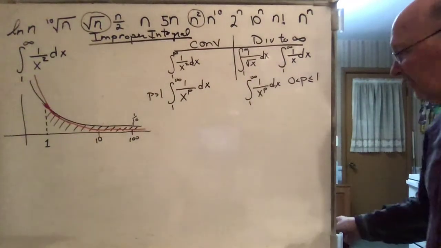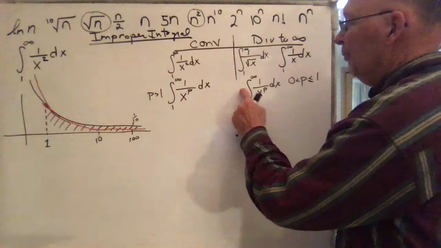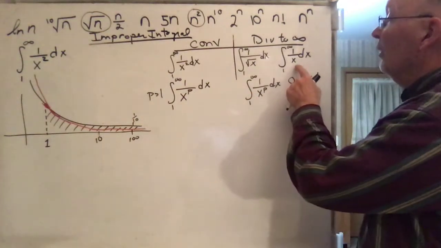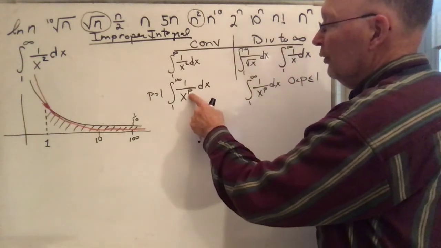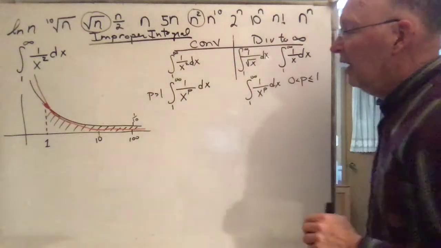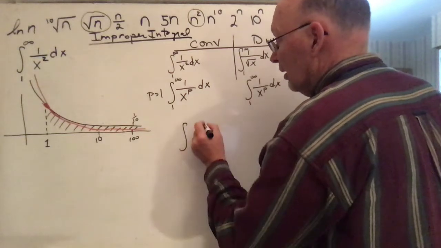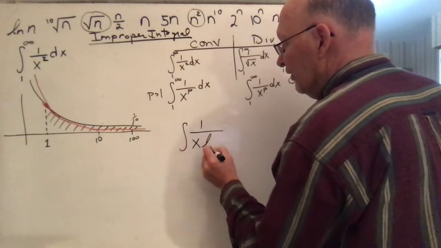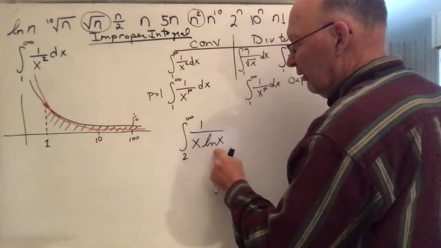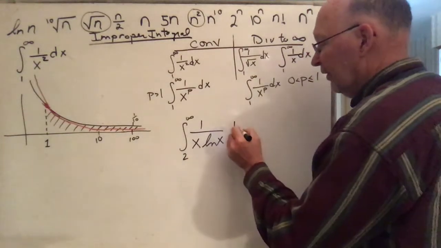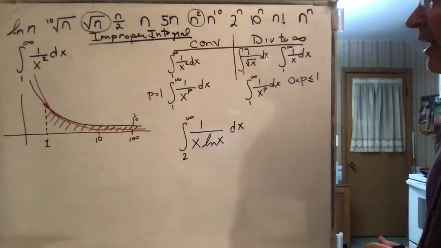So then the next thing that I love to do when I teach this, I say, okay, can we find something that falls between these two? Okay, so when p is 1, we've got this one. That one diverges. As soon as you go to 1.00001, now it converges. Can you find something that lies between them? How about this? How about x times the ln of x? I'll make it go from 2 to infinity just so I don't worry about the ln of 1 being 0. Why did I choose that?